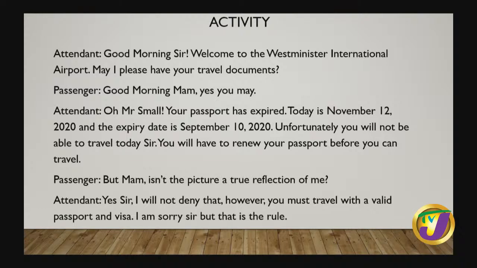But ma'am, isn't the picture a true reflection of me? Yes, sir. I will not deny that. However, you must travel with a valid passport and visa. I am sorry, sir, but that is the rule.